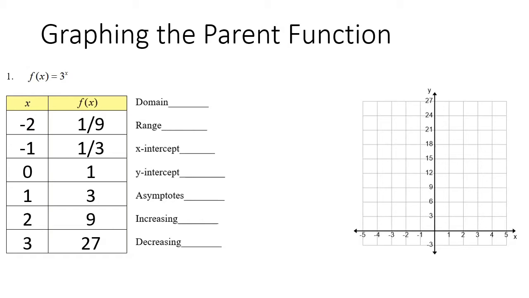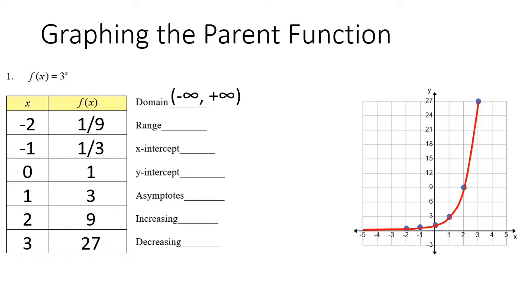Let's see what this looks like on the graph. So here we've plotted our points, and now we just need to connect the dots. Now the main characteristic of the exponential function is that as you go to the left, it tapers off to a horizontal asymptote, and as it goes to the right, it explodes up.